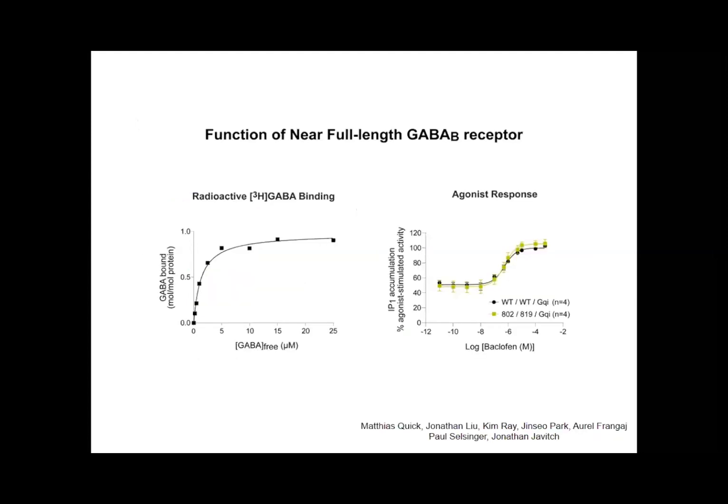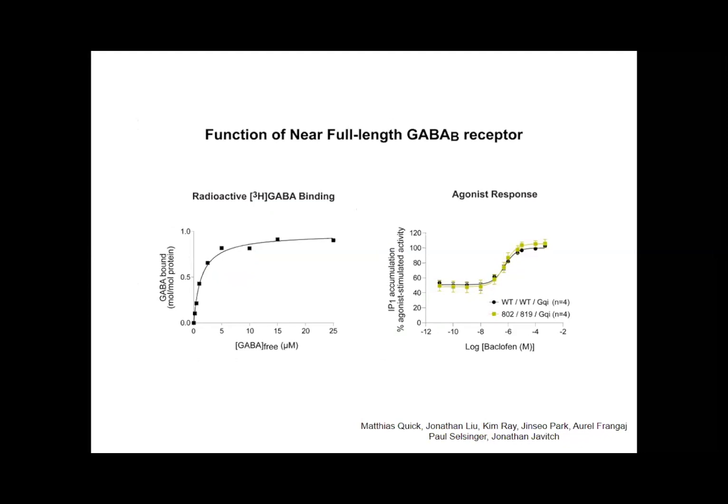Our collaborator, Dr. Matthias Quick, measured the binding of radioactive GABA to the recombinant receptor. We found that the GABA affinity for the receptor was comparable to that of native receptors. This indicates that the detergent did not alter its ligand binding property.